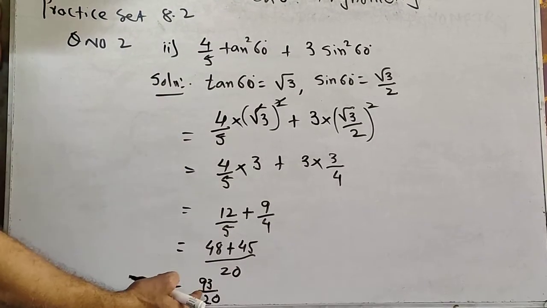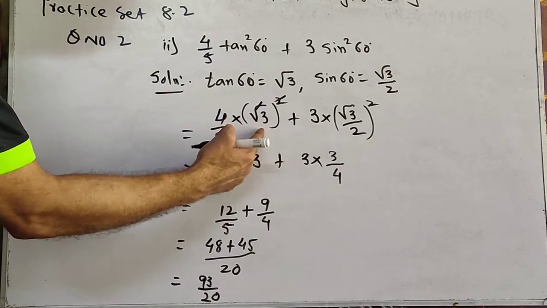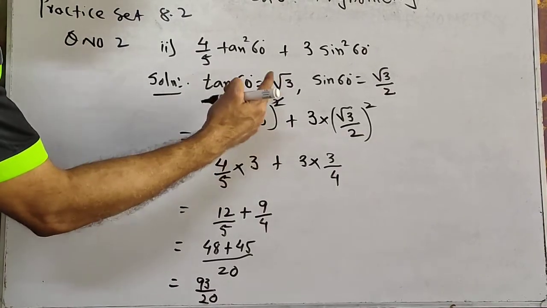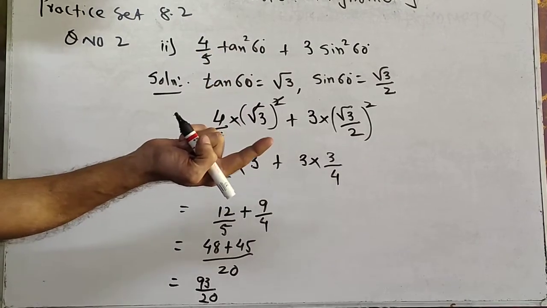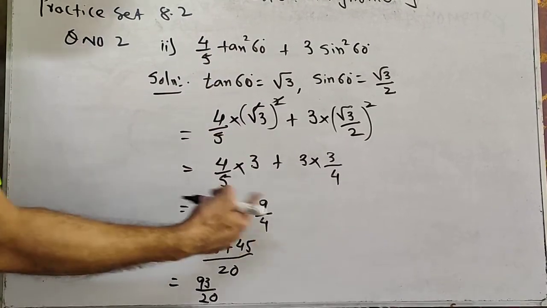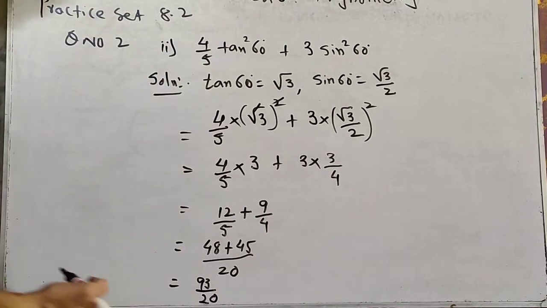So very easily we got the answer. Just put the value. After putting the value, if square is there, do the square. If cube is there, do cube. Correct? And then equalize the denominator. Please copy it down.